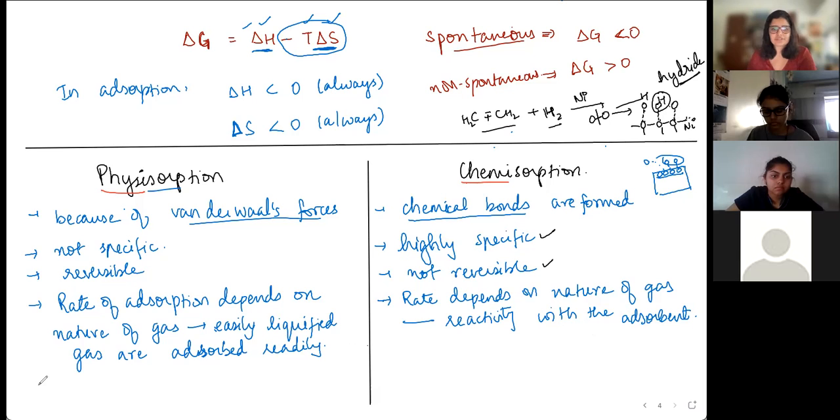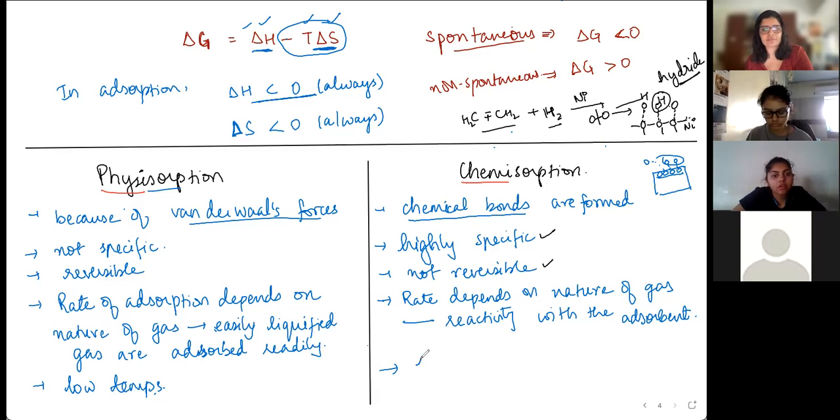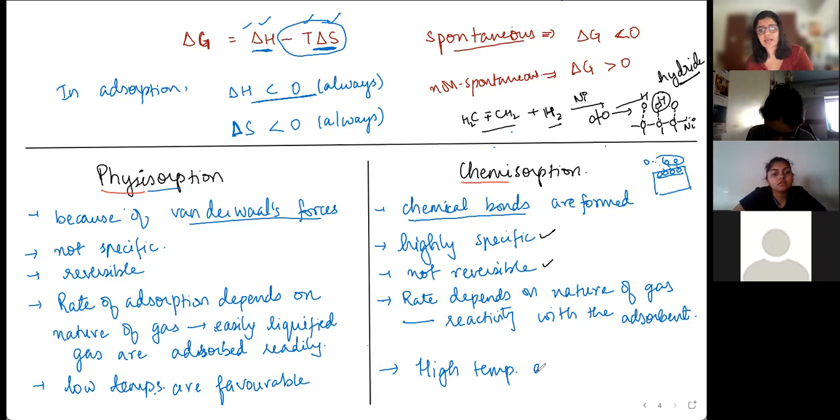Then going with the rest of the things, physisorption occurs at lower temperatures. Again, because it's a physical process and it's an exothermic process because delta H is less than 0. So based on Le Chatelier's principle, the lower the temperature, the better it is for physisorption. In the case of chemisorption, because you have bond breaking and bond forming involved, this happens at high temperatures. So low temperatures are favorable here, and in this case, high temperatures are favored.